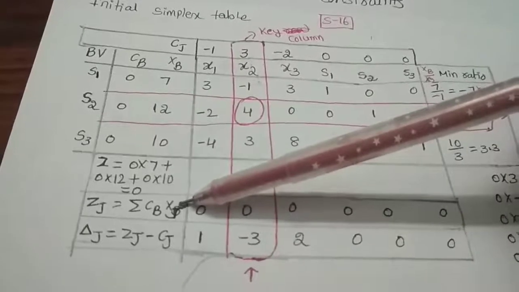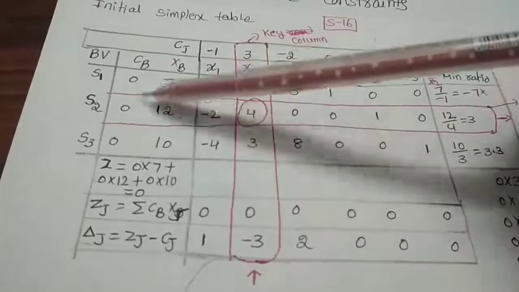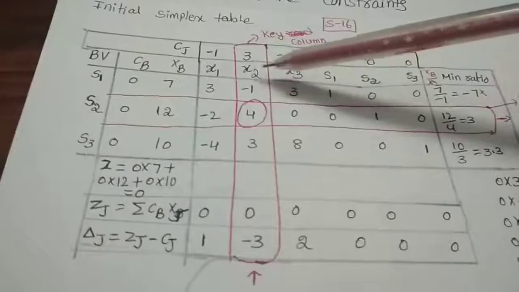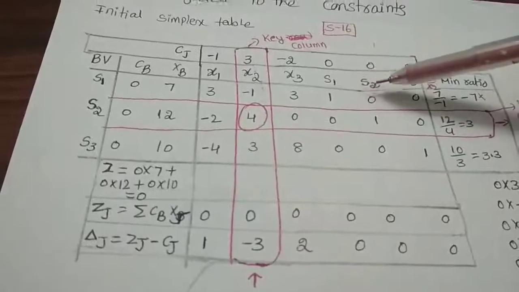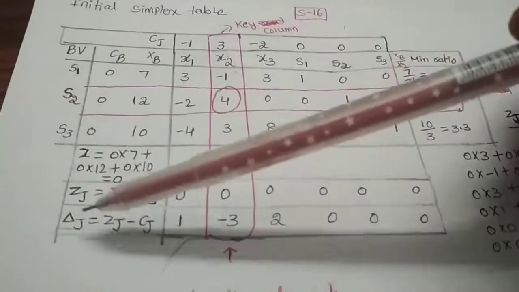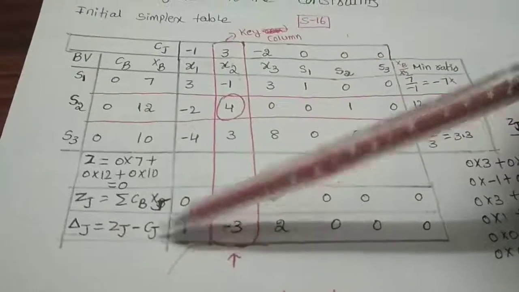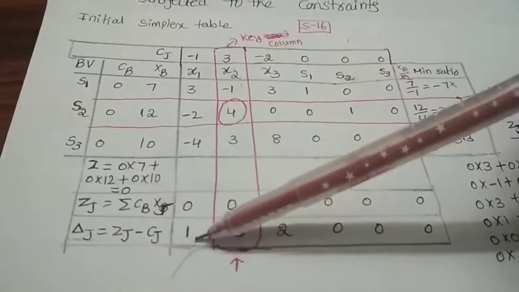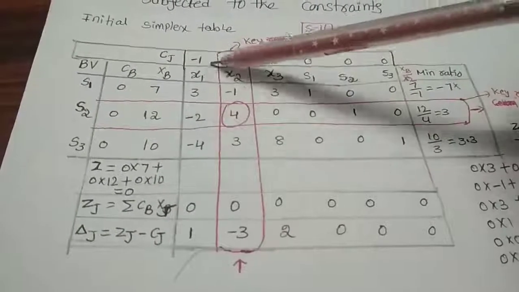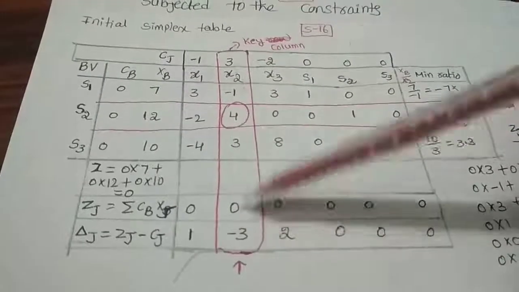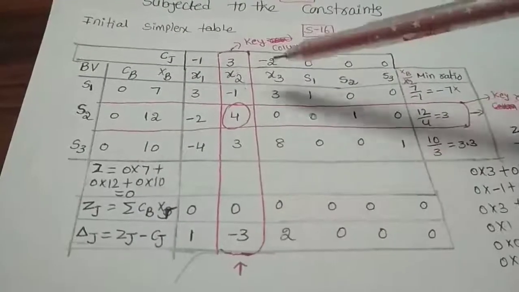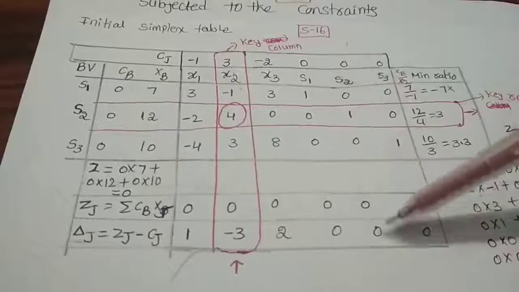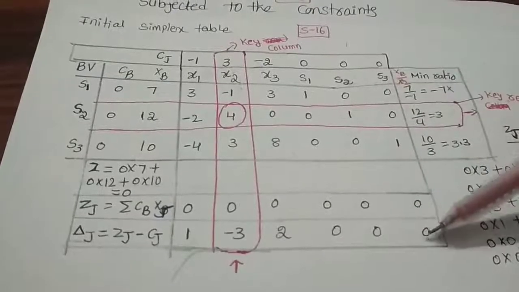Zj column equals summation CB into Xj. CB means this is the CB column. What about Xj? We substitute first column of A equal to 1 2 3, and next 4 5 6. Now delta J equals Zj minus Cj. After we calculate the Zj value, we calculate the delta J value. Formula Zj minus Cj: 0 minus of -1 equals +1. 0 minus 3 equals -3. 0 minus of -2 equals +2. 0 minus 0 equals 0. 0 minus 0 equals 0. 0 minus 0 equals 0.